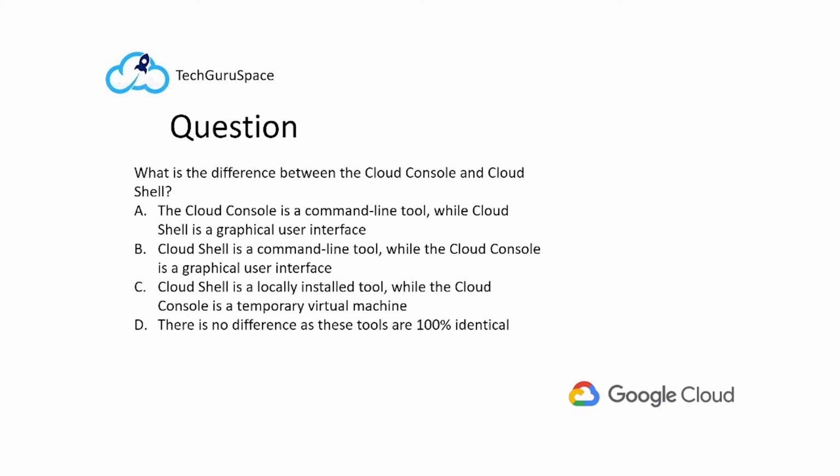So, what is the difference between the Cloud Console and Cloud Shell? Options are A, the Cloud Console is a command line tool, while Cloud Shell is a graphical user interface. B, Cloud Shell is a command line tool, while the Cloud Console is a graphical user interface. C, Cloud Shell is a locally installed tool, while the Cloud Console is a temporary virtual machine. Or D, there is no difference as these tools are 100% identical. But the right answer is B, Cloud Shell is a command line tool, while the Cloud Console is a graphical user interface.